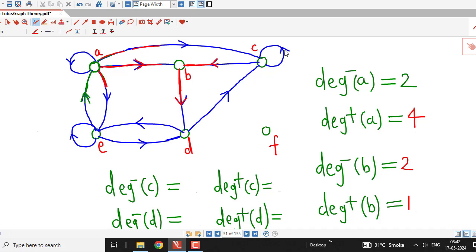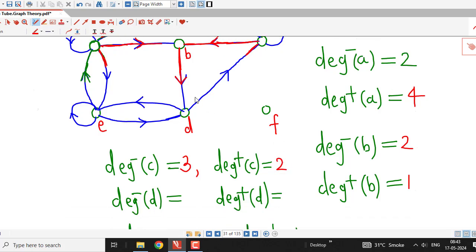For in degree of vertex C, first we consider loop, that is 1, then this is going to vertex C, so another contribution of this, and this is also going to vertex C, so there is another contribution. This is going out of C, so in degree of vertex C is 3. For out degree we have to determine the edge going out of C, so this is the only edge going out of C, remaining are going inside, and there is one loop, so 1 plus 1, 2.